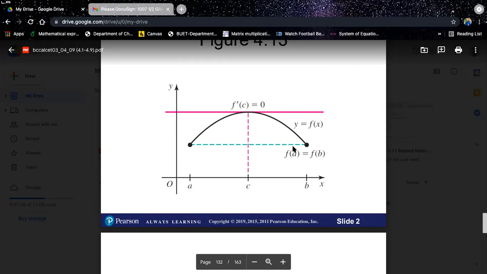We have the endpoints equal to each other. So what Rolle's theorem is saying is you'll have a value in this interval, let's say that C, where your first derivative will be zero. So in other words, what this is saying is you will have a point where if you draw a tangent line, it will be parallel to the x-axis like this. That means your first derivative at that point will be zero.